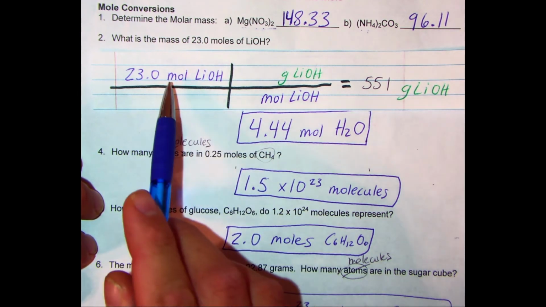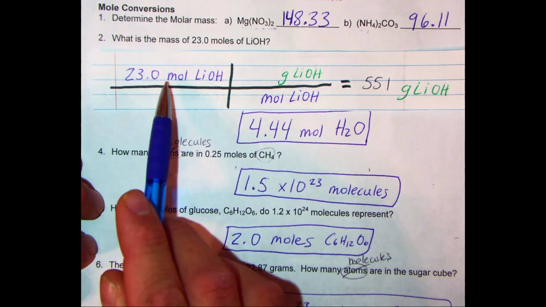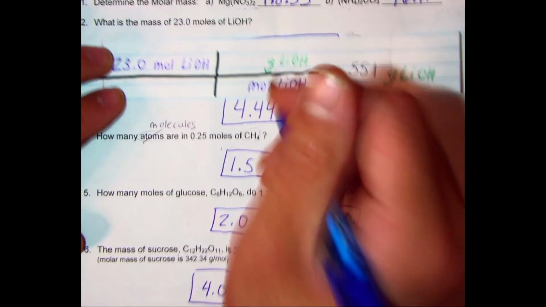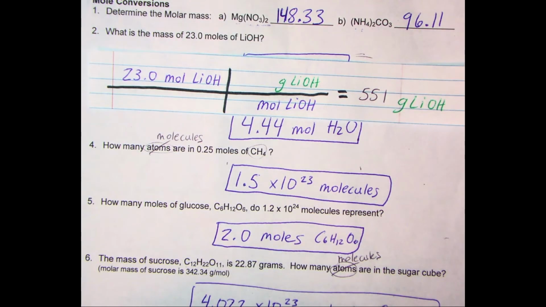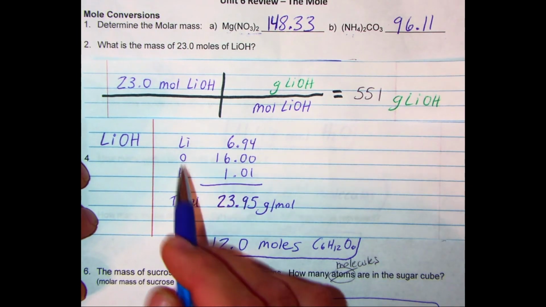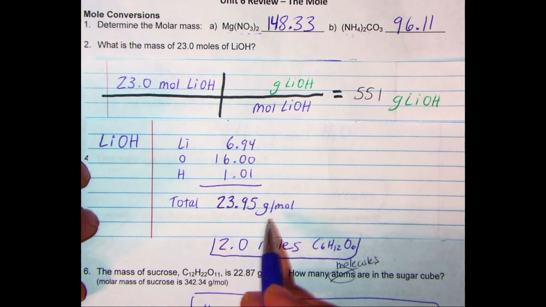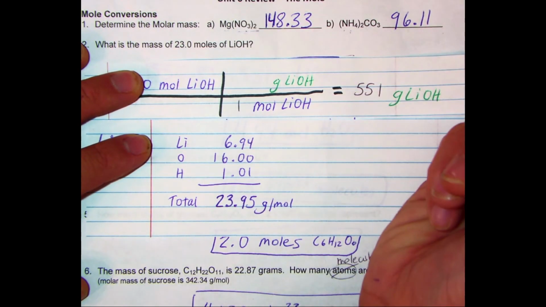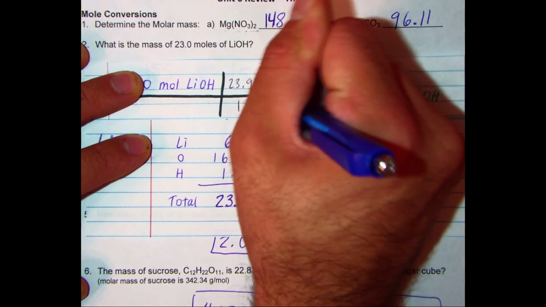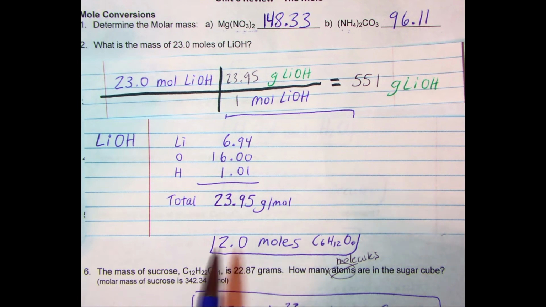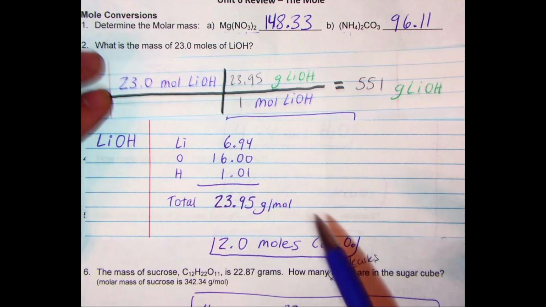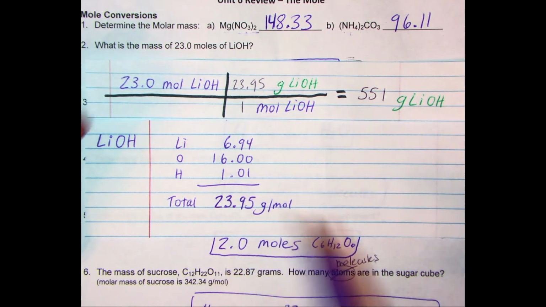Well, to know how much 23.0 moles would weigh, we need to know how much 1 mole would weigh. We could find the molar mass of lithium hydroxide, just as we did in the last 2 problems. 1 lithium, 1 oxygen, 1 hydrogen, summed up, tells me that for every 1 mole of lithium hydroxide, it weighs 23.95 grams. Of course, you can't use this conversion until you've actually calculated it using the periodic table. So this does require that additional step.